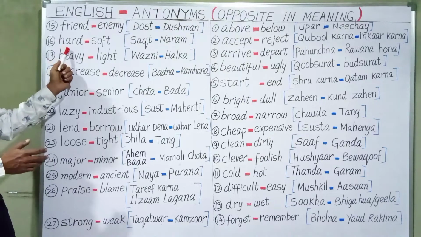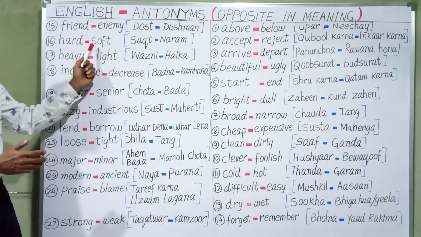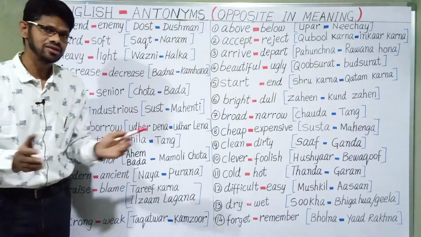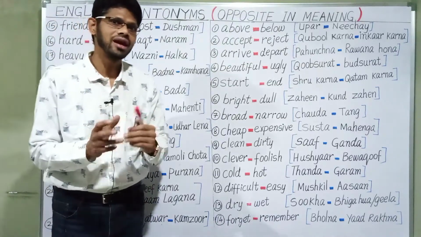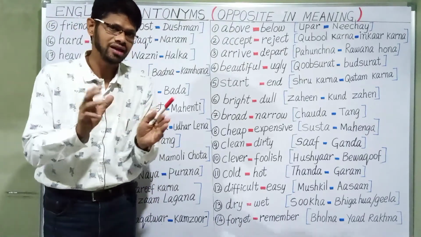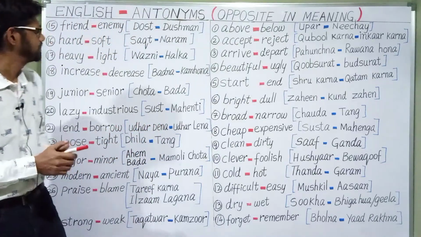Okay, hard and soft. What is the meaning of hard? Hard means sakht. Soft means naram. So you can say that the cake is very soft.